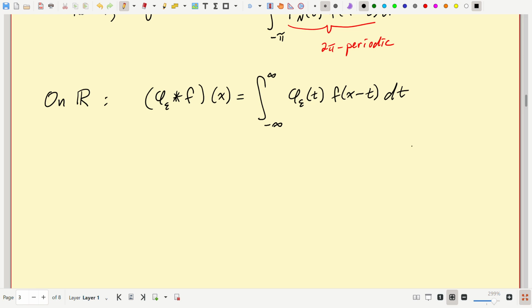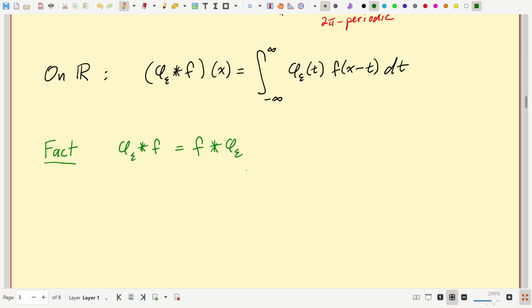Okay, and here's an important fact that I'm not going to prove, but it's just elementary Fubini's theorem. A fact is that it doesn't matter what order you convolve in. Phi sub epsilon convolved with f is equal to f convolved with phi sub epsilon. That's an easy thing to check by change of variables.